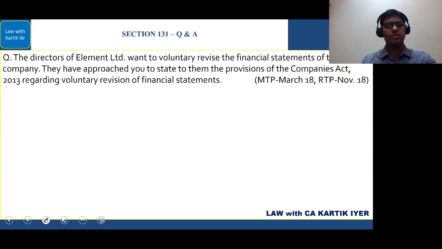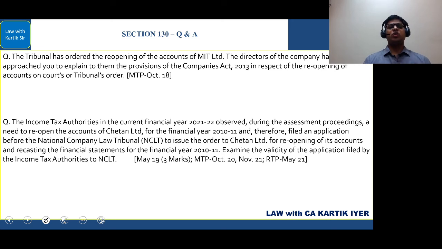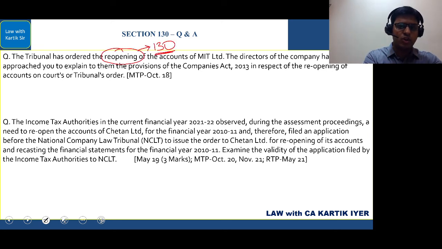Okay, next one. The tribunal has ordered the reopening of the accounts of MIT Limited. Remember, whenever reopening is given, it is covered in section number 130. Section number 130 is reopening. So they are given here reopening of accounts of MIT Limited. The directors of the company have approached you to explain to them the provisions of the Companies Act 2013 in respect of reopening of the accounts on courts or tribunals order. So this is your entire section number 130.